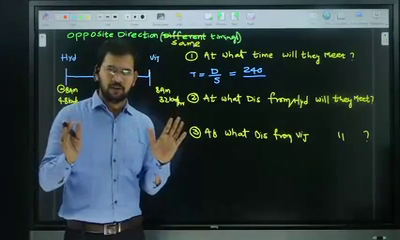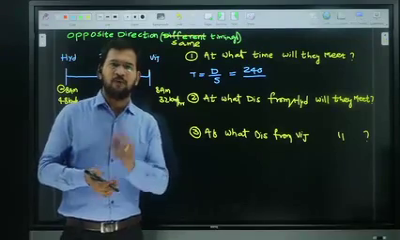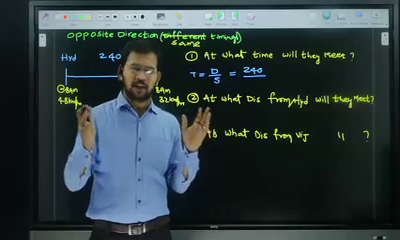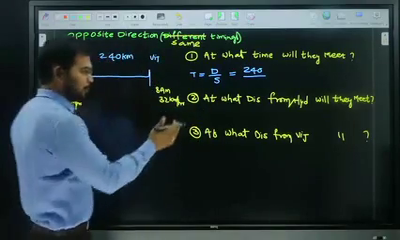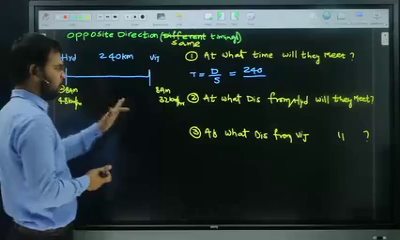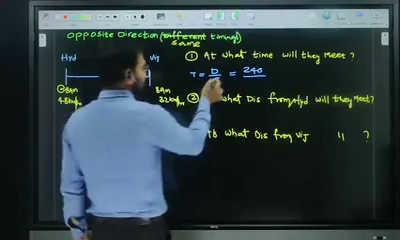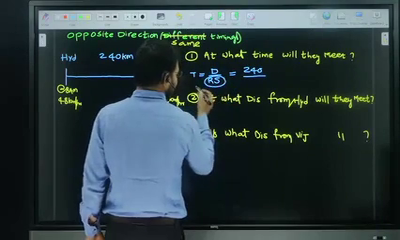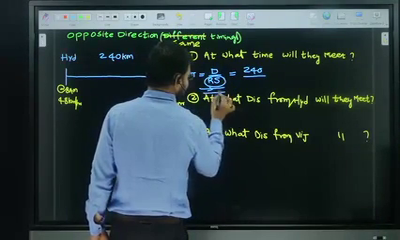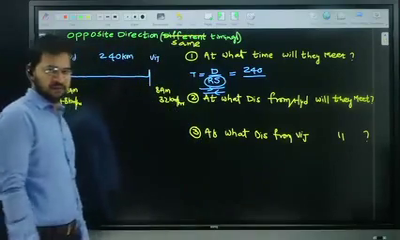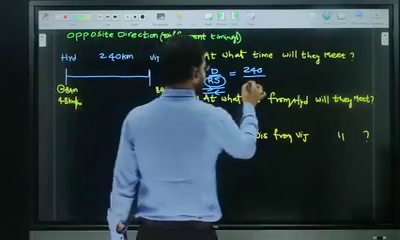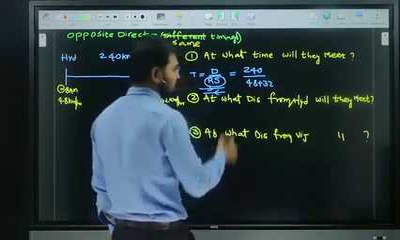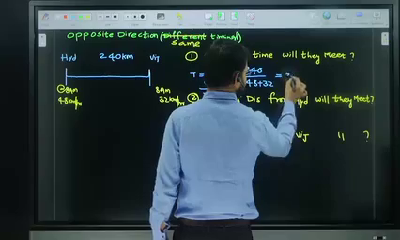When do we have to apply relative speed? Whenever two objects are in motion simultaneously in opposite directions, we take the sum of their speeds. In place of speed, I am going to take the relative speed, which is in the opposite direction, so 48 plus 32. 48 plus 32 is 80. 240 divided by 80 is exactly 3 hours.